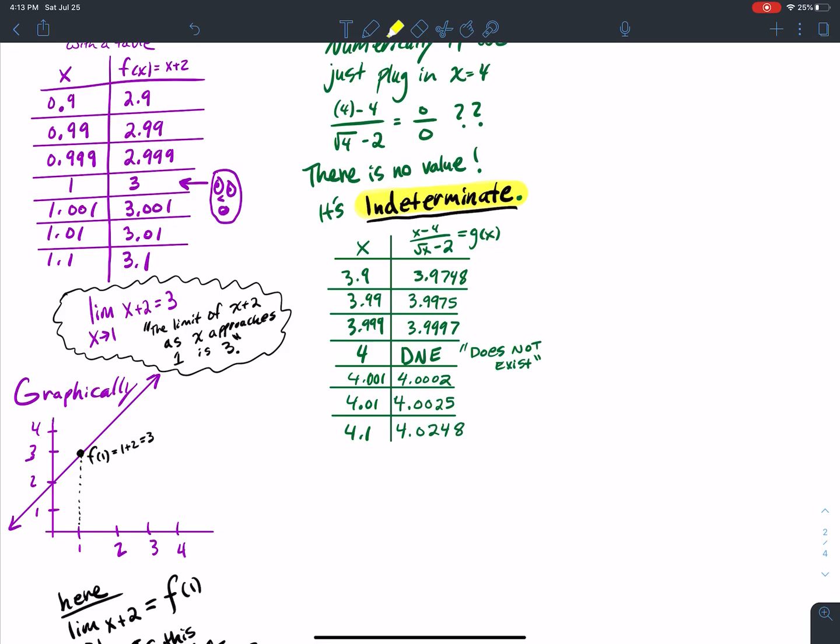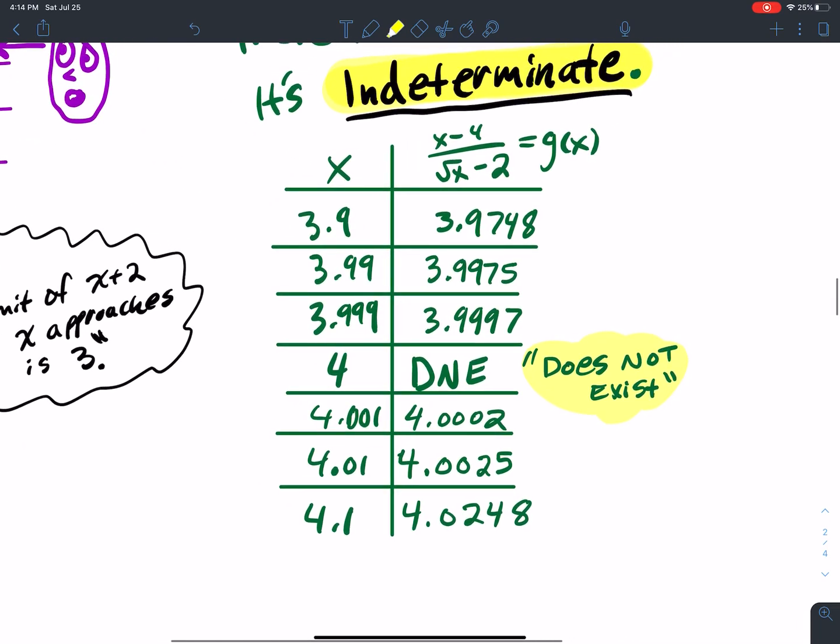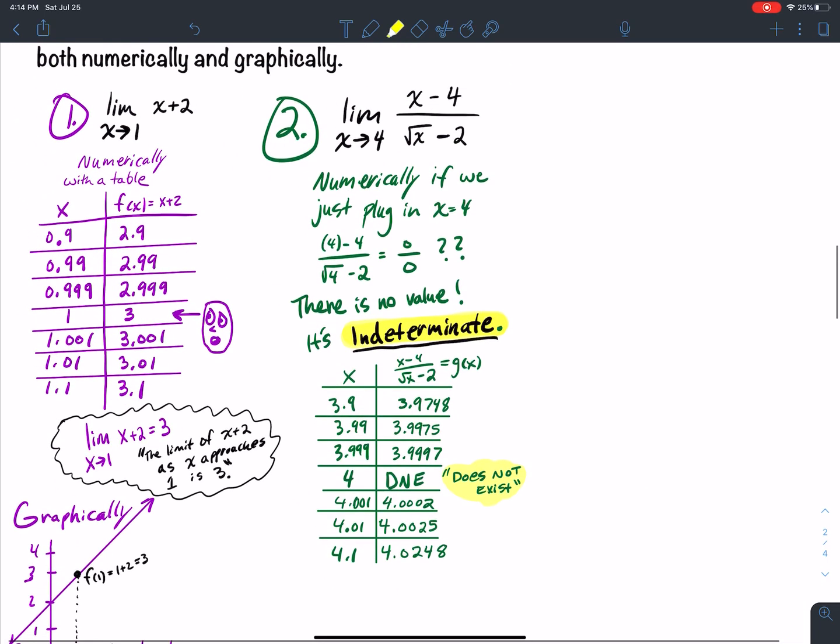DNE is an abbreviation for does not exist, okay, guys? You're going to write this a lot, so you might as well get this down. It just helps you out. If I see DNE on your paper, I know automatically that it means does not exist. If you're diehard and you want to write it out every time, be my guest. It's just quicker to write than does not exist. So when you plug in 4, just like we said, it's indeterminate. It does not exist, okay?